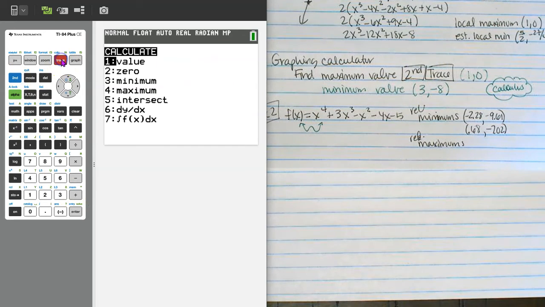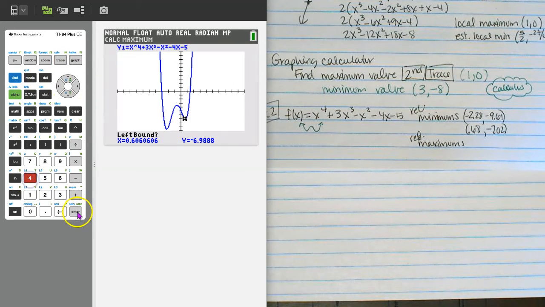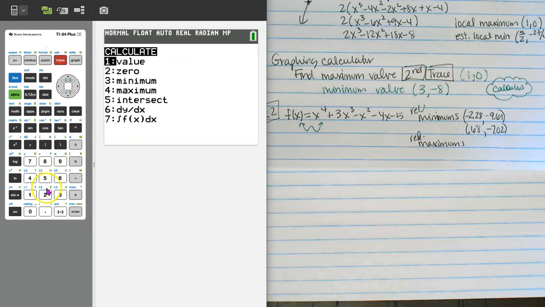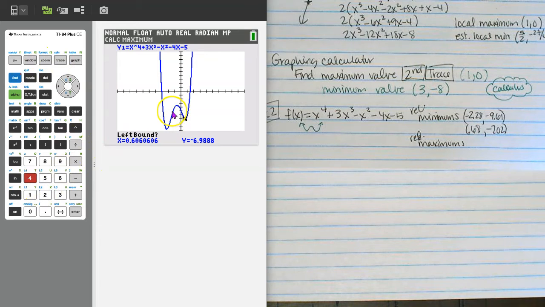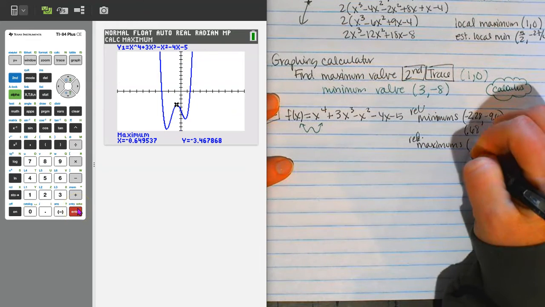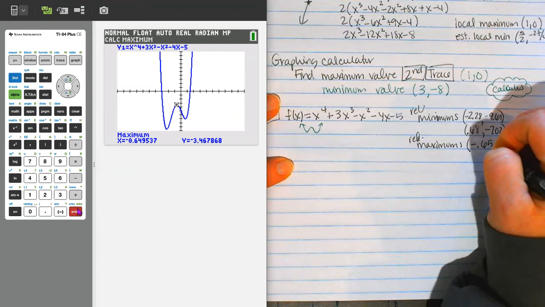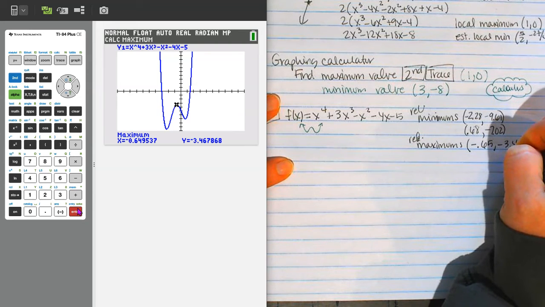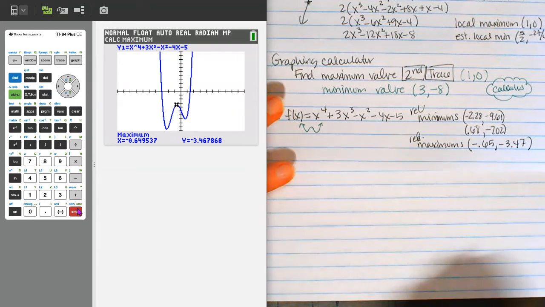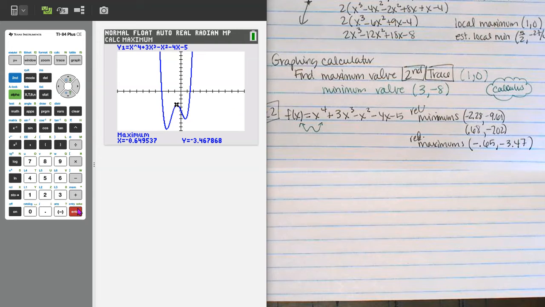So second, calculate maximum. So 4. Oops, I entered too soon. 4. So left bound, I need to be on the left. So let's say -1. And then I could say 0. And I get the maximum as -0.65 and -3.47. Okay, so easy as that. Use your calculator to plug in.